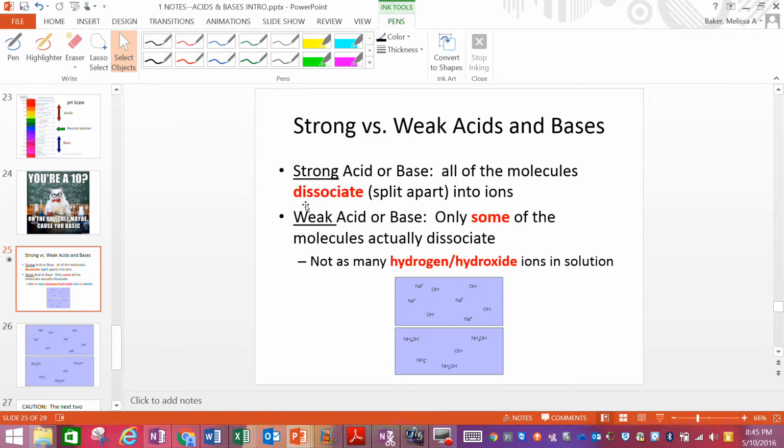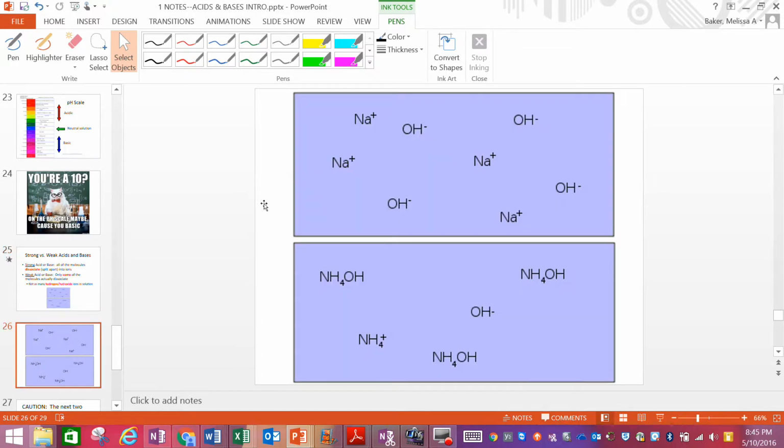All of the Nas are separated from the OHs. And then down below it in the second picture, I guess I can make it bigger here. This is a weak base because a lot of the NH4OHs stay together and just one dissociated. So that's a weak base.